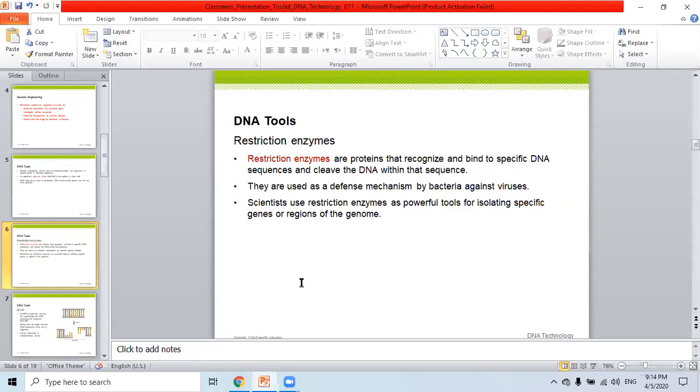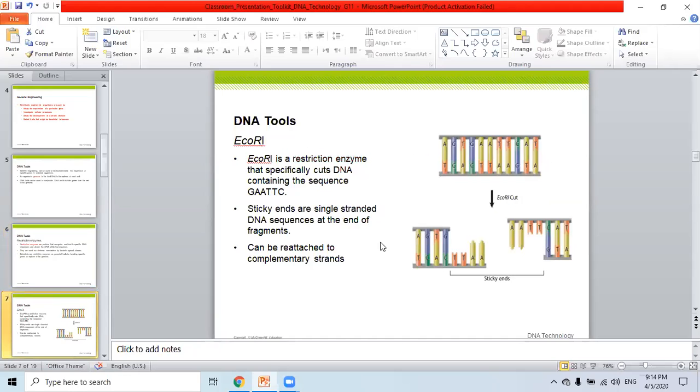Scientists use restriction enzymes as powerful tools for isolating specific genes or regions of the genome. That is true. Look here in this picture. This is EcoRI, meaning Escherichia coli restriction enzyme. EcoRI is a restriction enzyme that specifically cuts DNA containing the sequence GAATTC. It's clear, yeah? Sticky ends are single-stranded DNA sequences at the end of fragments. Look at it here, it's really clear. So it cuts from here, and the ends can be reattached to complementary strands.